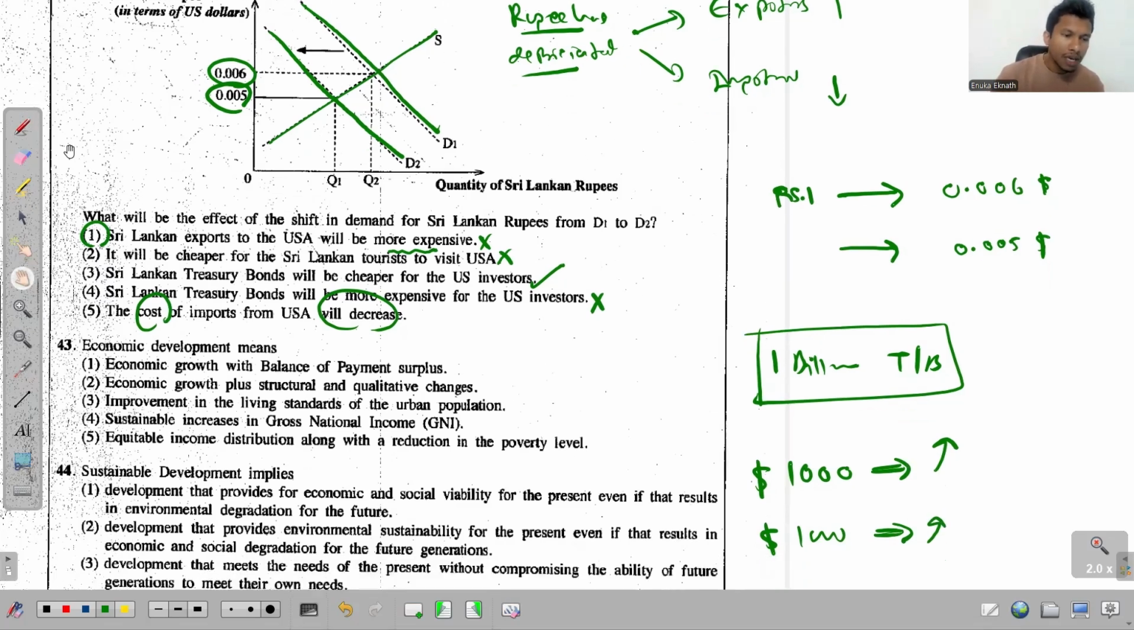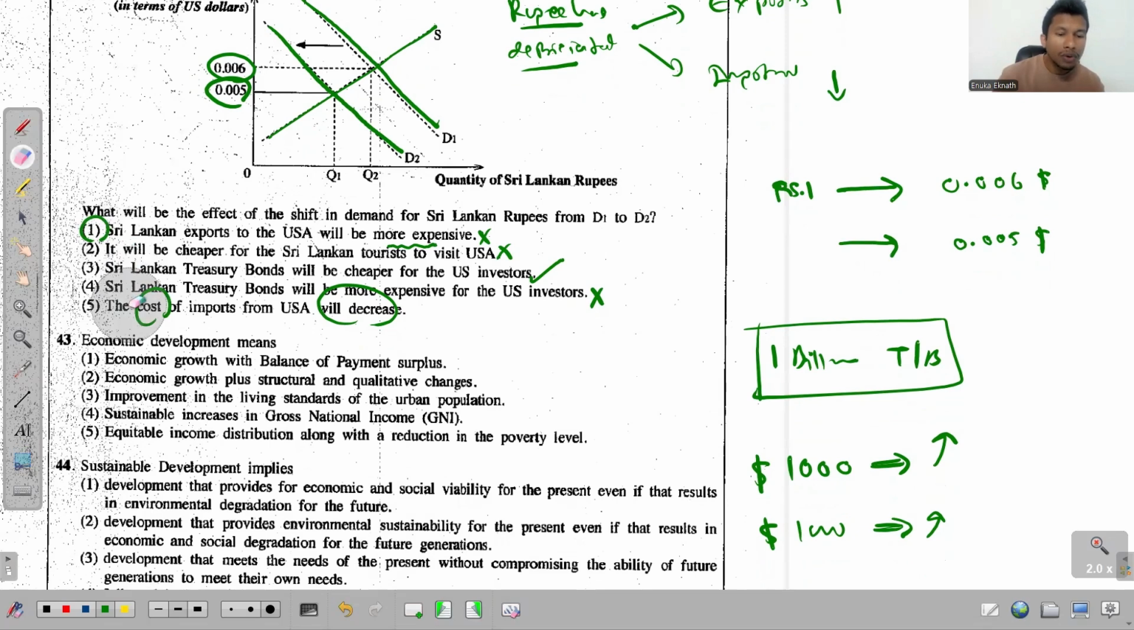And the same thing is applicable even if you import goods from USA. If you are importing $1,000 worth of product from the USA market, now you will have to pay a higher rupee amount to purchase this, so the cost will not decrease, it will instead increase. Right, so that's the correct. The opposite of this is the correct answer.